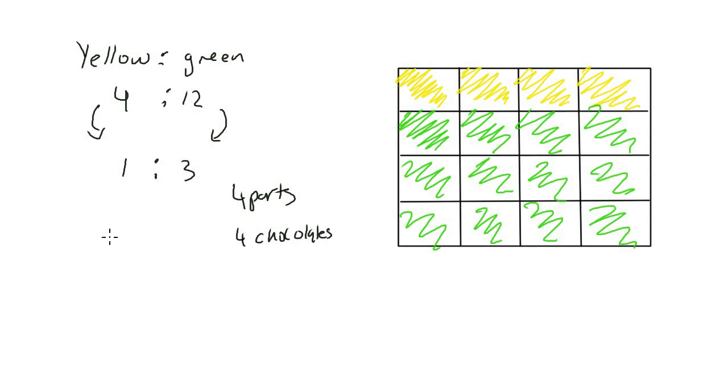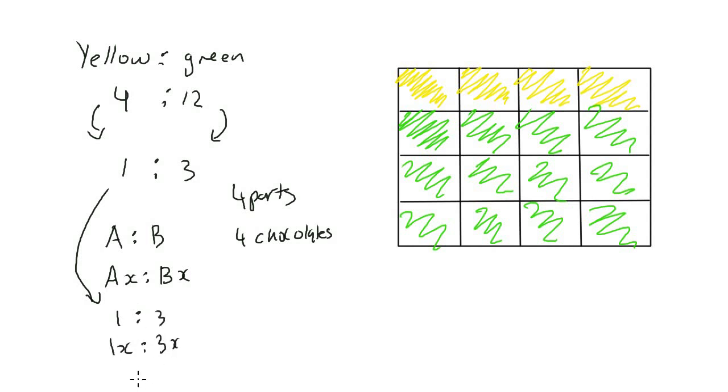So you can imagine that any ratio written in the form A colon B, we can imagine an imaginary x, an imaginary variable right next to it. So we can say Ax, Bx. So in the case of 1 colon 3, or 1 to 3, that can actually be written as 1x, 3x, or simply x, 3x.